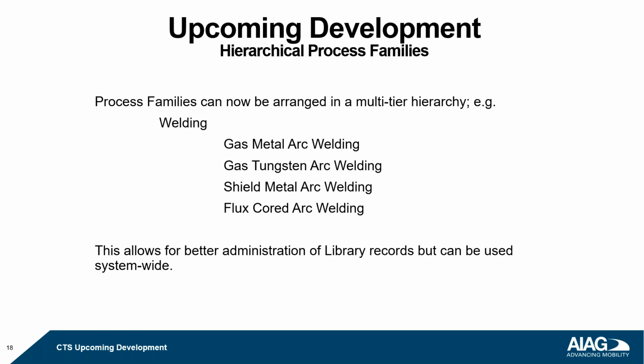Same thing for process families. They can be arranged in a multi-tier hierarchy. So in the example I'm putting in here, welding, we should then have subfamilies, for example, gas metal arc welding, gas tungsten arc welding, shielded metal arc welding, so that you can then arrange that underneath. It gives you better control of the library records. It can be used system-wide though, and we will be introducing more areas where this is applicable as well. Everything is now being placed into a hierarchy. That's basically what we're doing.